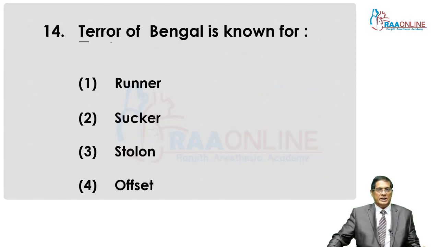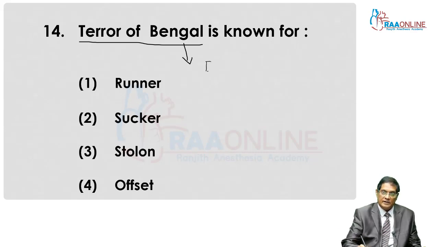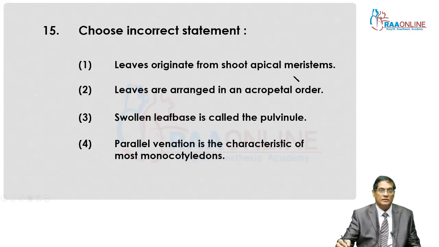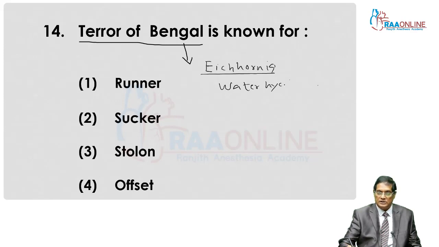Next, Terror of Bengal is another name for Eichhornia. In Hindi it is called Jalkumbhi. In English it is known as water hyacinth.